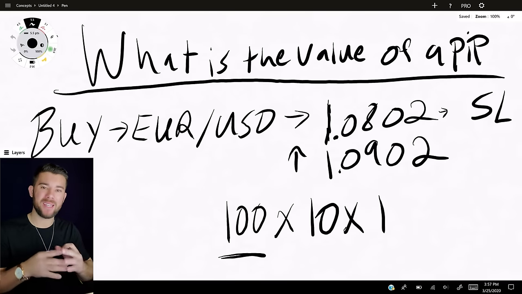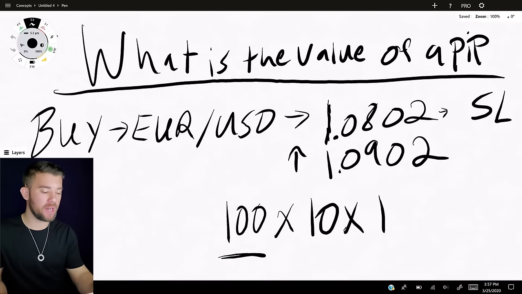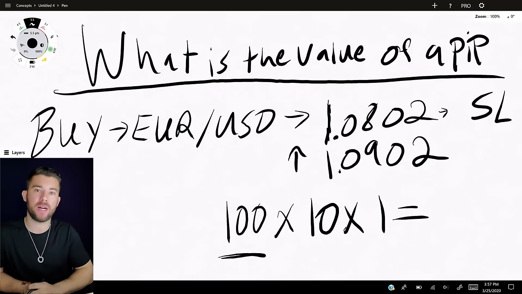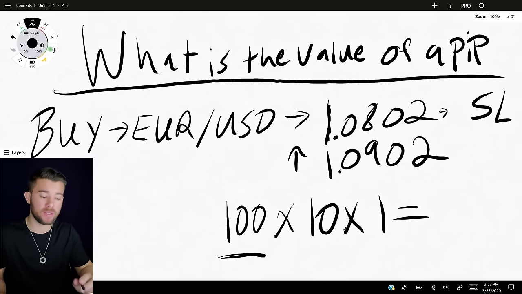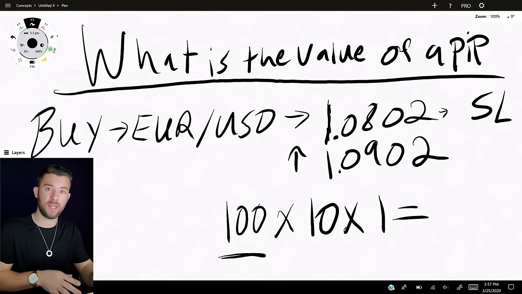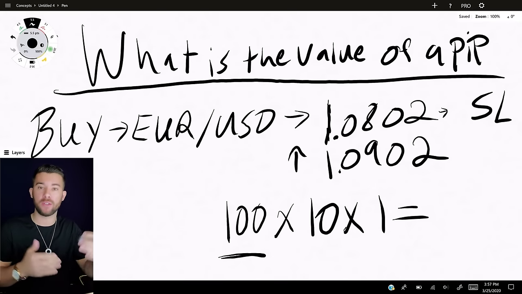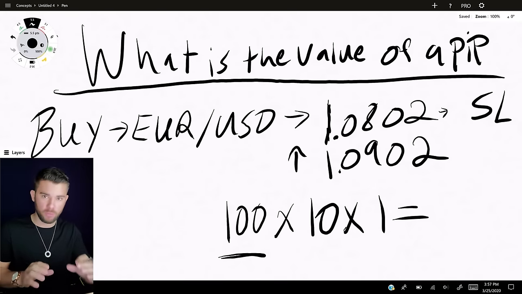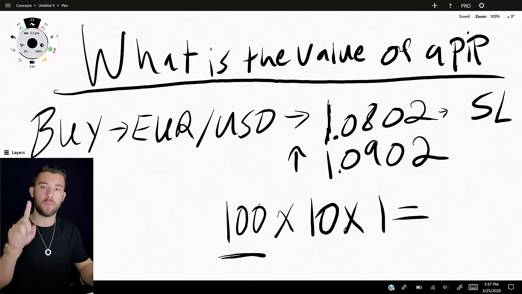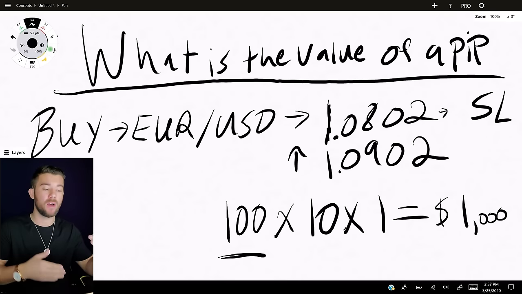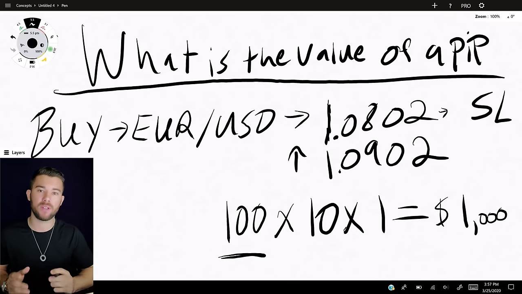So with this being the case, how much money did we make on this 100 pip move on the euro dollar? Well, the money would translate to 100 times 10, because we're using a standard lot, and with a standard lot, we are making and losing $10 per pip. The value per pip is $10. We only traded one standard lot, so therefore 100 times 10 is $1,000 is what you made, or what we would have made on this 100 pip move out of the euro dollar.